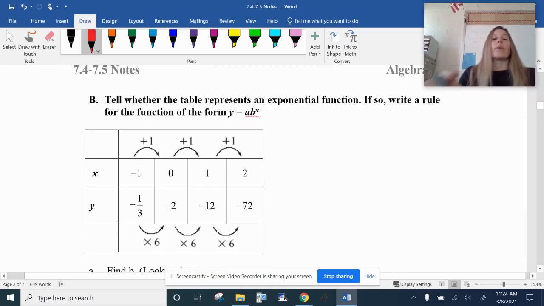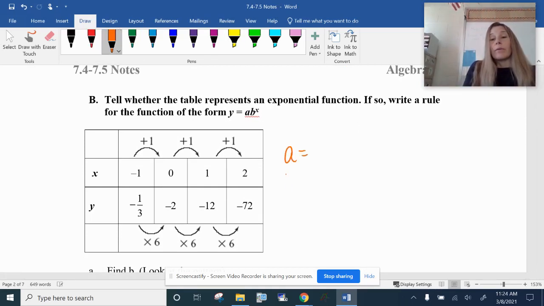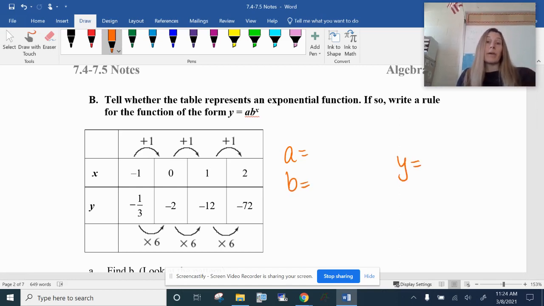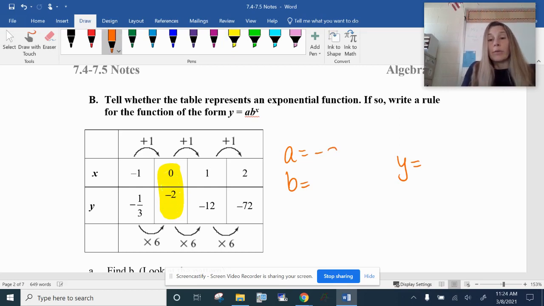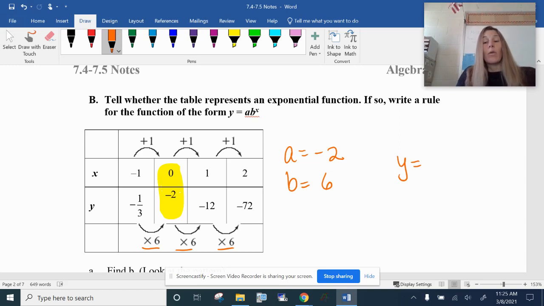So let's take a look at this one. Again, first thing we want to do is look for the a value and the b value, and then we can write that function rule, and we can determine from the b value if it's growth or decay. Now when we look at this one, when we go to find that a value, it's actually -2. Then the b value looks like they're being multiplied by 6. On first glance, we might think that this is going to be an exponential growth function because the b value is greater than 1.